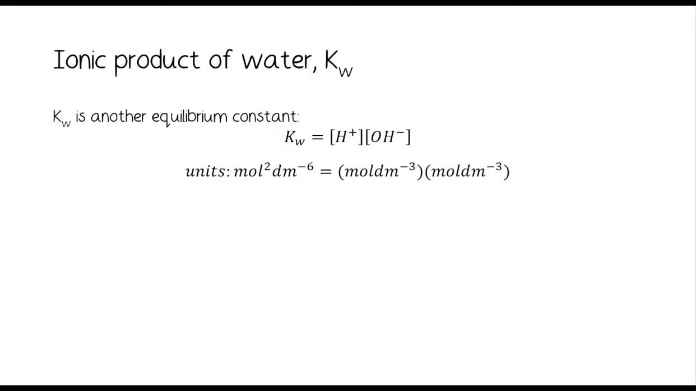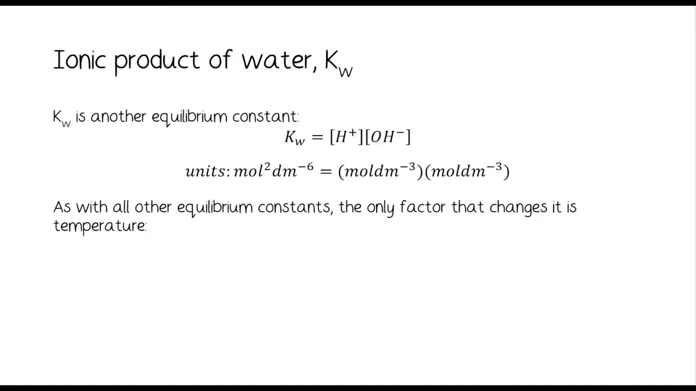Its units are mol² dm⁻⁶, because you're multiplying a concentration, which is measured in moles per decimeter cubed, by another concentration, also with the units moles per decimeter cubed. And when you're multiplying things like that, you add the indices. So you have moles to the power of 1 times moles to the power of 1. 1 plus 1 is 2. And you've got dm⁻³ times dm⁻³, minus 3 plus minus 3 is minus 6.